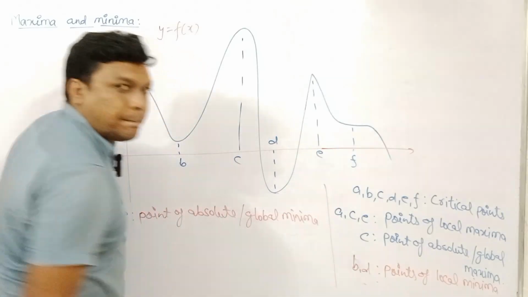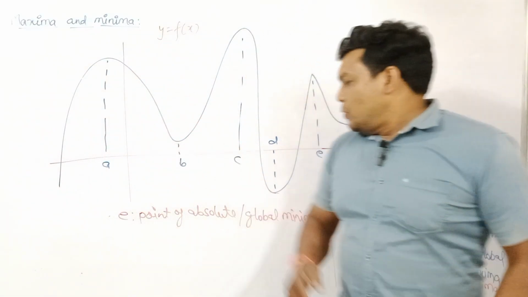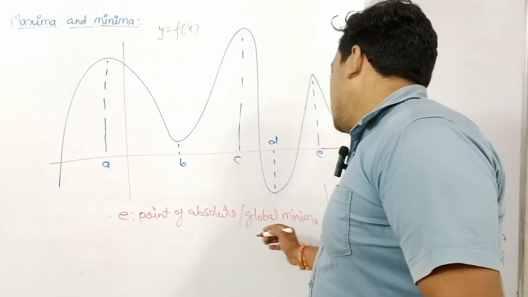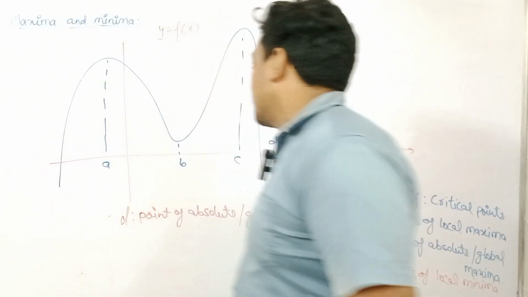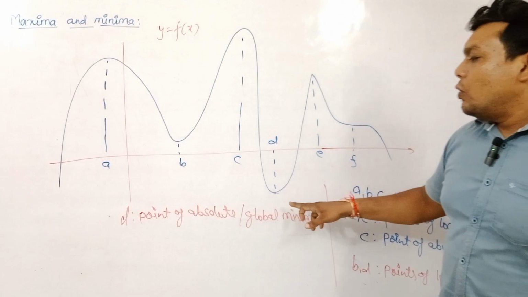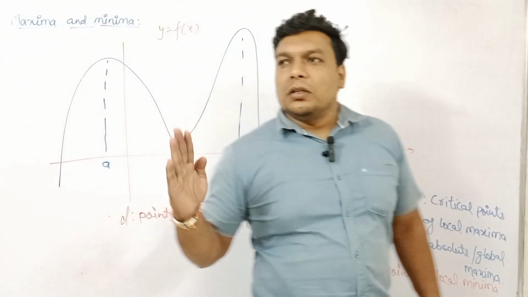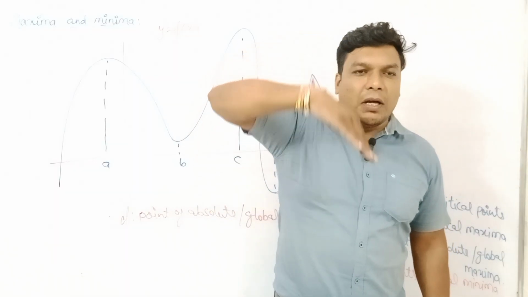Is it okay? Now, okay, sorry. This point is D. Okay, point D is point of absolute or global minima. Okay, what is here now? Look here. Positive to negative, maxima.